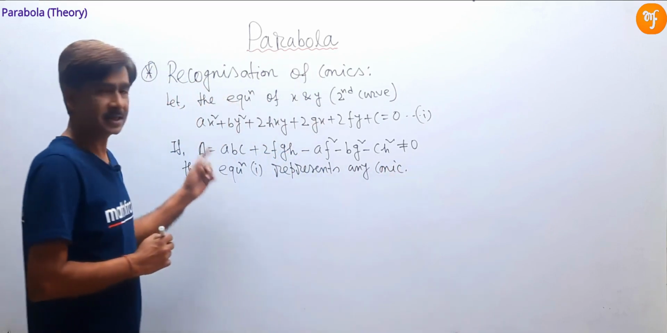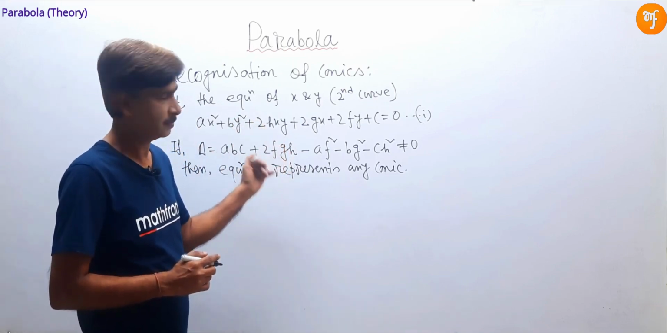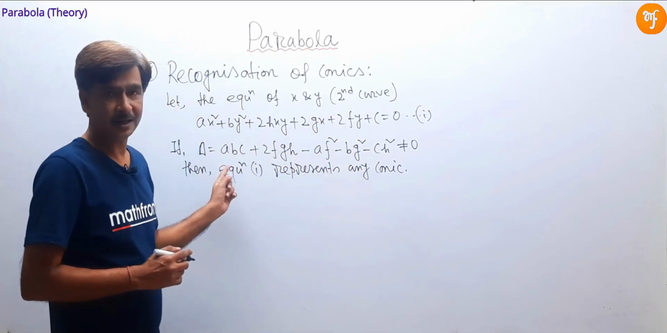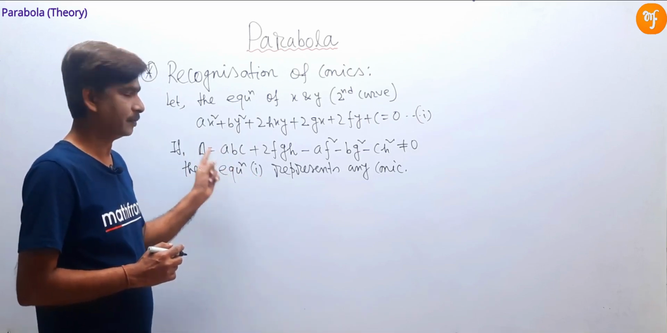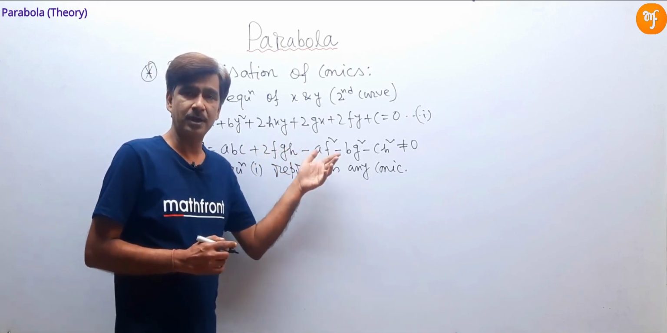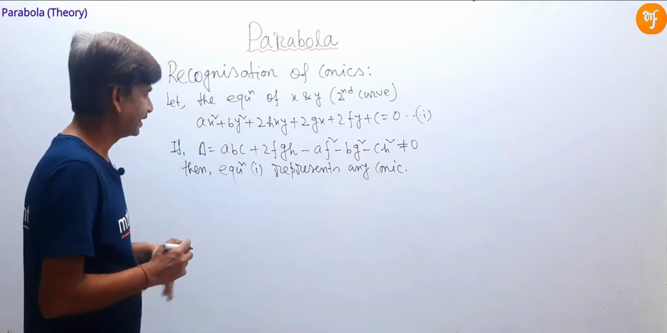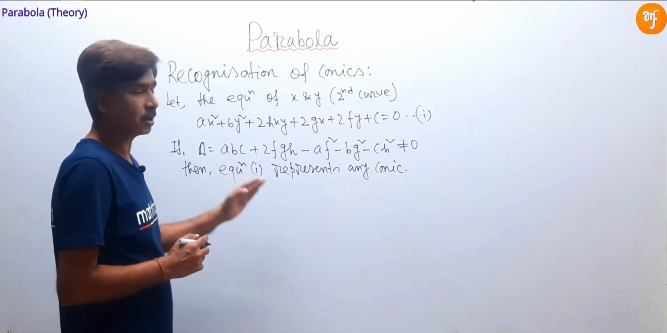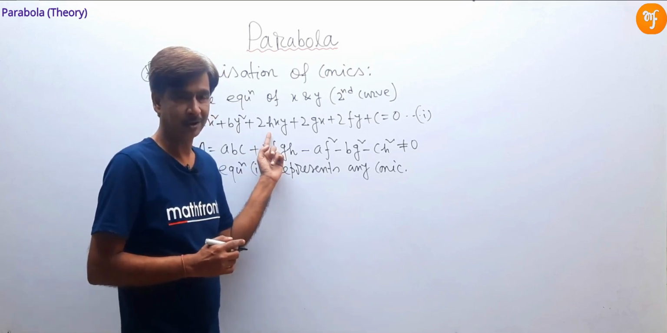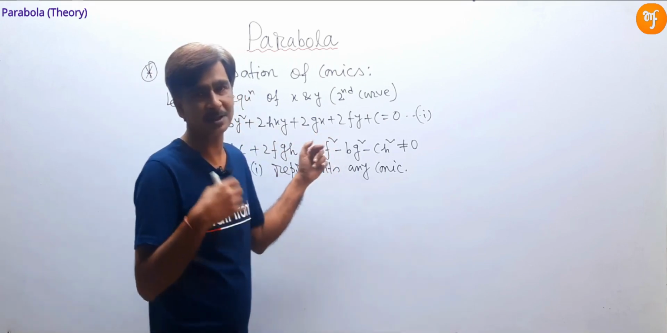So it is necessary that this equation ax square plus by square plus 2hxy plus 2gx plus 2fy plus c is equal to 0, representing a conic, has a value of delta that should not be 0. That is, the value of abc plus 2fgh minus af square minus bg square minus ch square should not be 0. Clear? Now, how to recognize whether this equation of conic represents a parabola, an ellipse or a hyperbola?